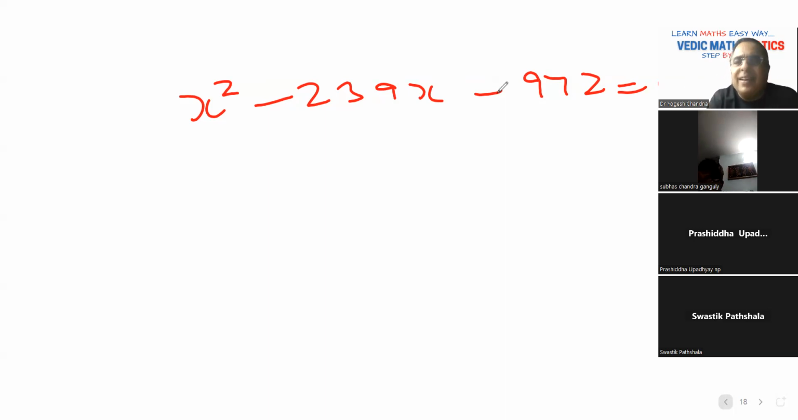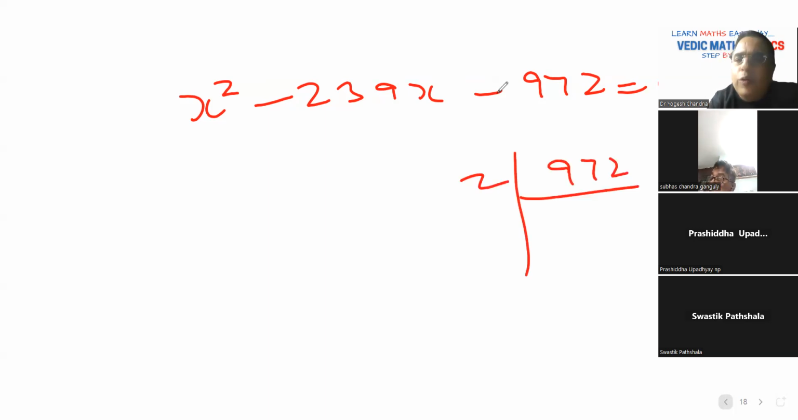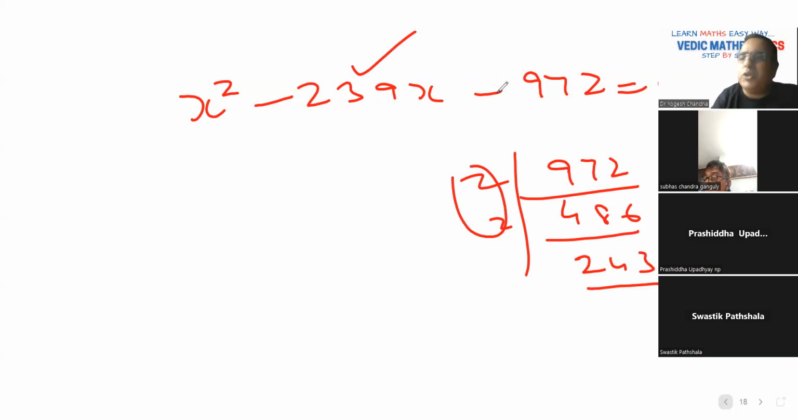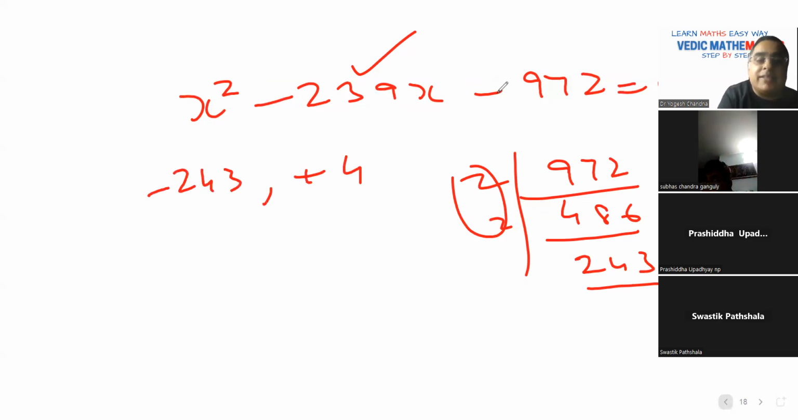It's again, just start factorization. You will start with 2. What is this? 4, 8, 6. What is this? 2, 2, 4, 3. Yes, 243 and 4. This is our solution. Finish. So we have minus 243 and plus 4. Minus 243 and plus 4. Just reverse the sign. Finish. That's the answer.